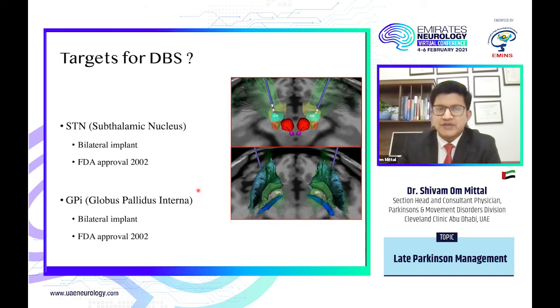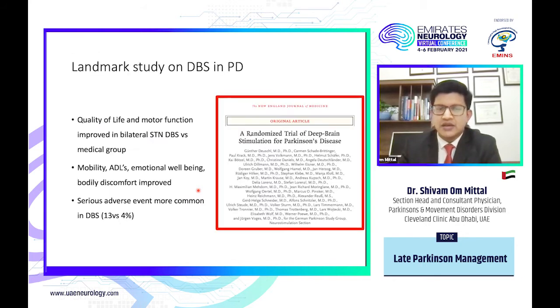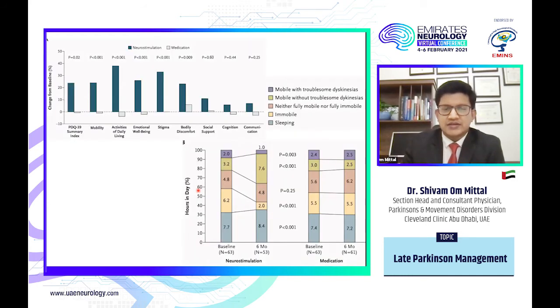The targets for DBS are the subthalamic nucleus and globus pallidus interna. And this was a landmark initial study where they found DBS was helpful in Parkinson's disease patients. And you can see here in this column that the number of hours improved, which was the on phase without dyskinesia, from 3 to 7.6 hours.